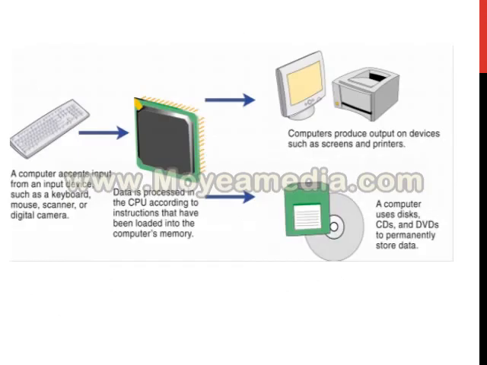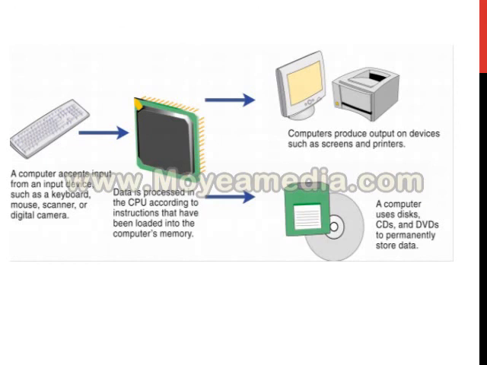Again, we can see one more description of our computer parts. It describes that a computer accepts input from an input device such as a keyboard, mouse, scanner or digital camera. The data is then processed. The same points are explained here diagrammatically. Data is processed in the CPU according to instructions that have been loaded into the computer's memory.